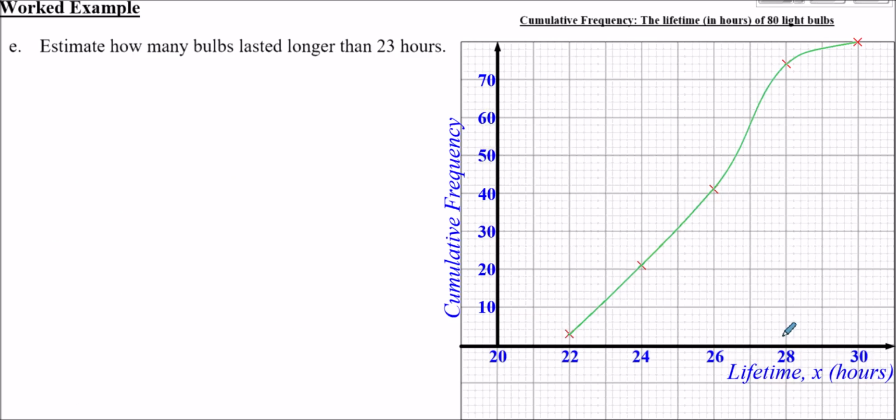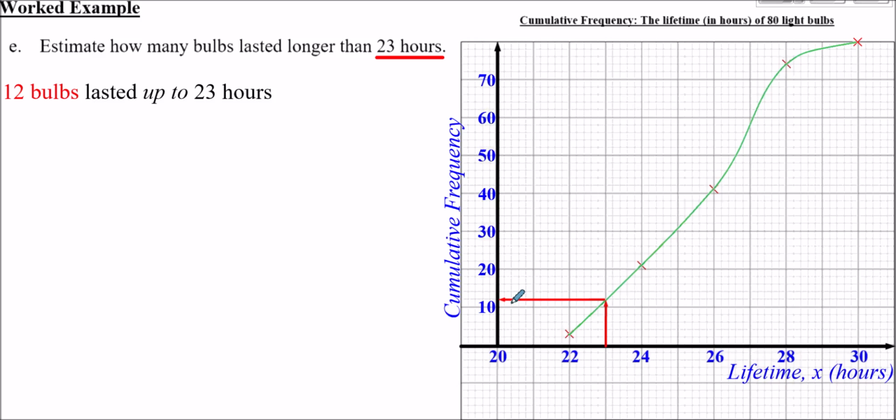Question part E, estimate how many bulbs lasted longer than 23 hours. So for this one we need to think about whereabouts 23 hours is on the horizontal scale, on the x-axis here. So we read on the cumulative frequency diagram, but rather than going along and down, this time I'm going to go up and across, starting at 23 hours. So we go up until we hit the curve and go along and estimate here what the cumulative frequency would be. So as you can see on mine, it's about 12 light bulbs.